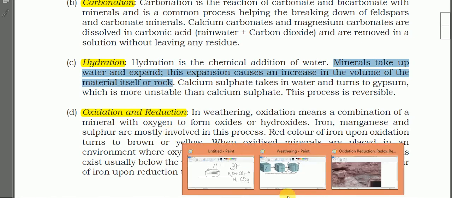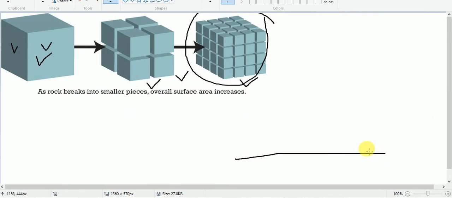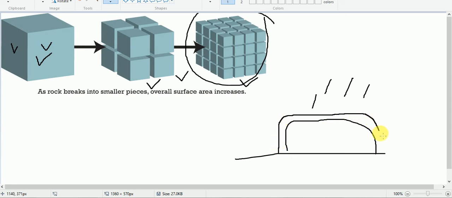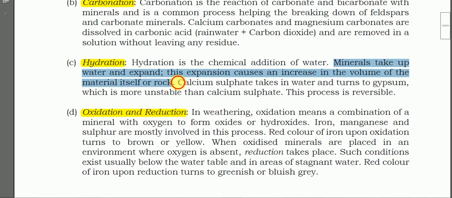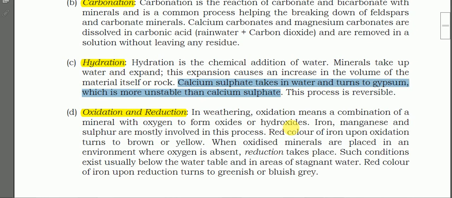That means, see here, this is a rock, and when this rock absorbs water, then the volume is increased, it is expanded. That is the point mentioned here. And calcium sulfate takes in water and turns into gypsum, which is more unstable than calcium sulfate. That means when calcium sulfate absorbs water, it turns into gypsum because of the chemical reaction within the rocks. And this gypsum is more susceptible, more unstable to chemical reaction than calcium sulfate.